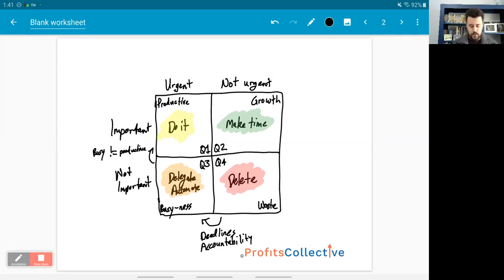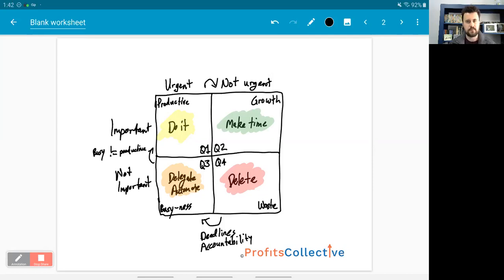Now, to get from Q1 to Q2, from productive and important things, urgent and important things, from being productive to moving to the not urgent but important stuff and feeling more like growth.